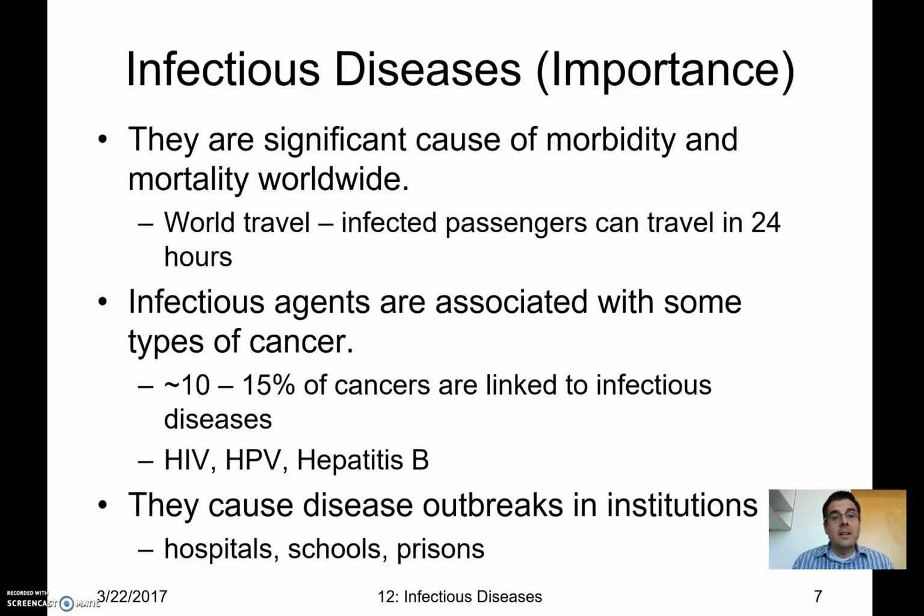As I said, infectious diseases are a significant cause of morbidity and mortality worldwide. Aspects as to why it becomes even more important has to do with the ability that we can travel almost anywhere in the entire world within 24 hours now. And that's commonplace, where an individual can be in one part of the world and then within 24 hours can be on the opposite side of the world.